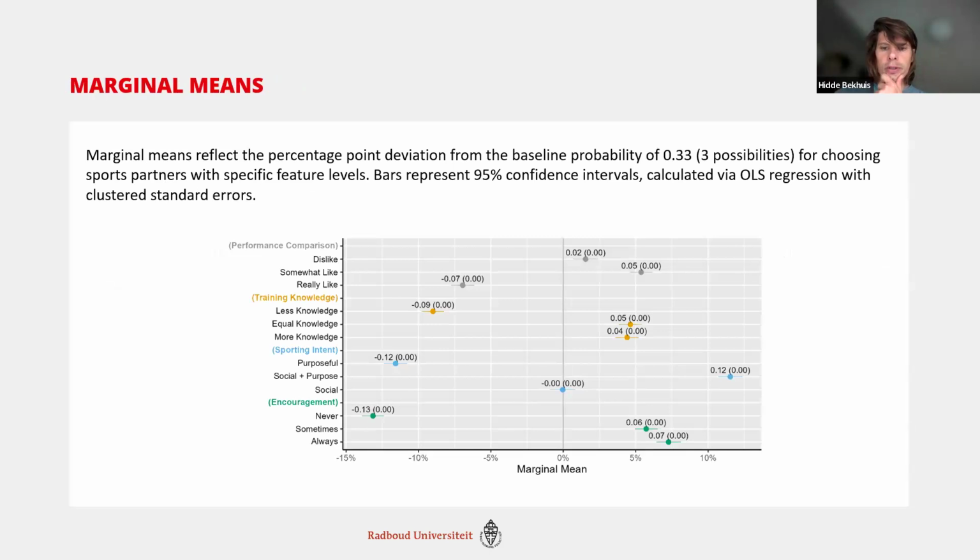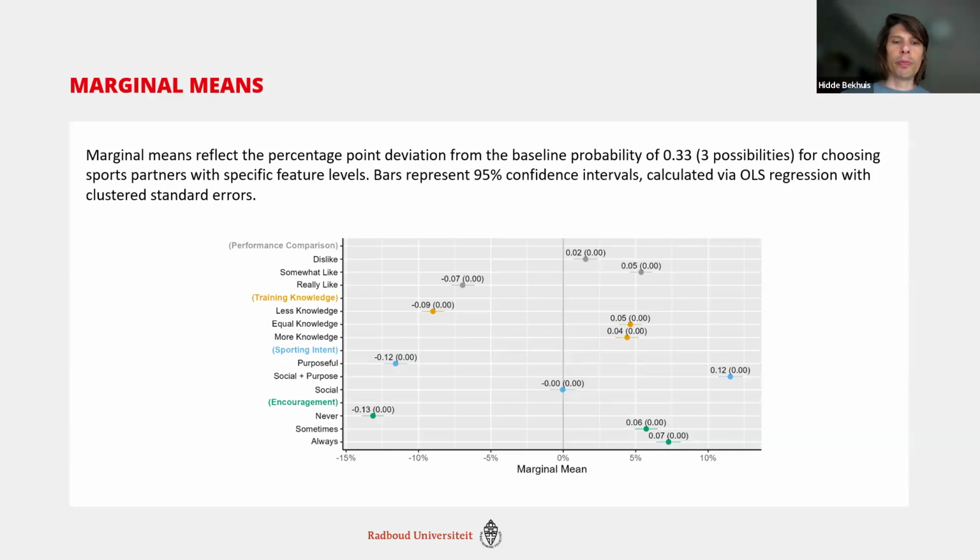So this is what you get with the marginal means. Marginal means reflect the percentage point deviating from the baseline probability of 0.33, because we have three possibilities. If you have four possibilities, so four answer categories per item, it is 0.25. So then it's the baseline 0.25 for choosing sport partners without specific feature levels. And we presented the 95% confidence intervals, which are calculated via OLS regression with clustered standard errors. So marginal means are nothing more than ordinary linear regression.